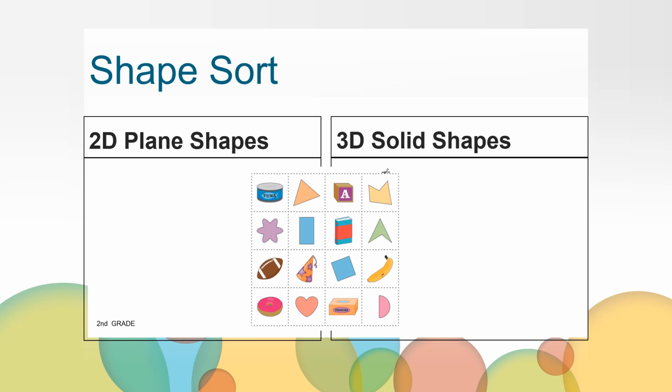Now we are going to do a shape sort. I am going to show you some pictures. You have to look at the picture and decide if it belongs in the two-dimensional plane shapes box on the left or in the three-dimensional solid shapes box on the right. Are you ready?